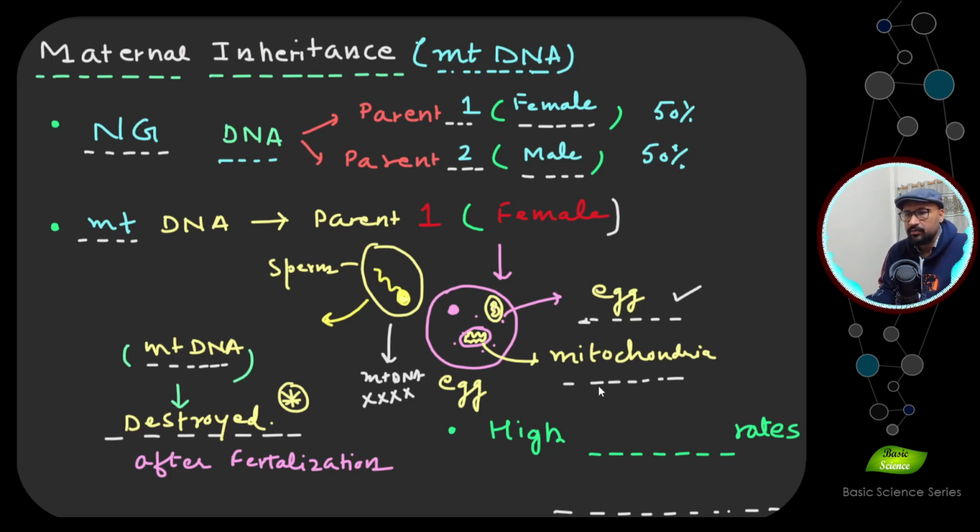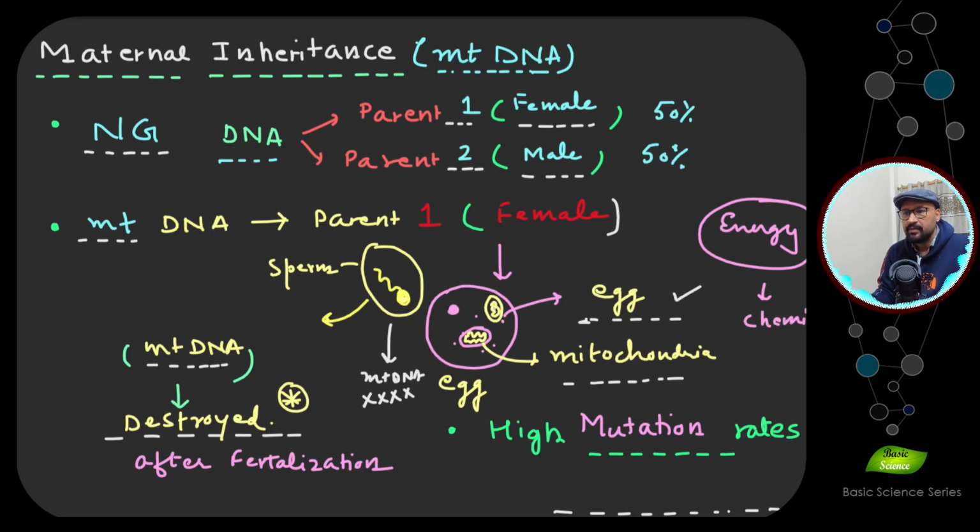Now, another important point is mitochondrial DNA is prone to high mutation rates. Now, mitochondria is always linked with energy, you know that, right? So it's the powerhouse of the cell. Now, to produce energy, a lot of chemical processes are happening. Because of that, a lot of reactive species.